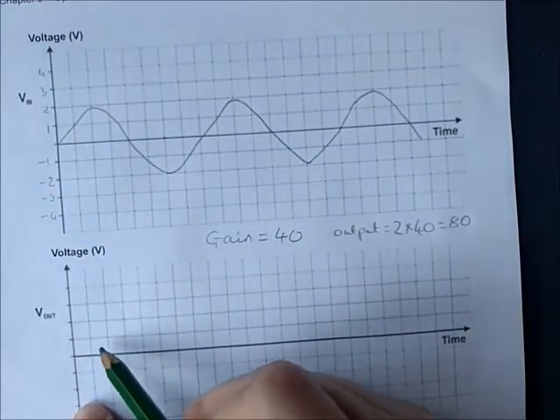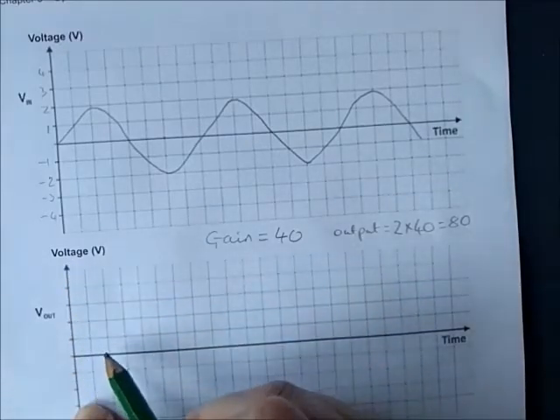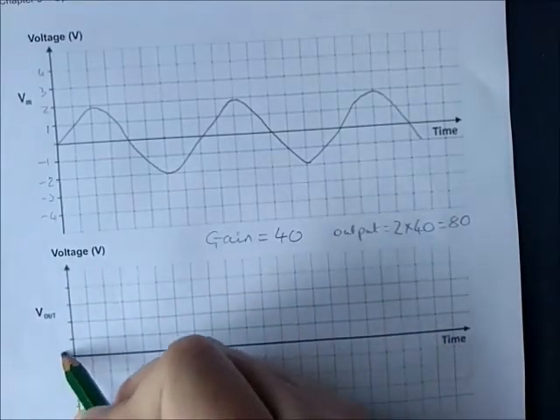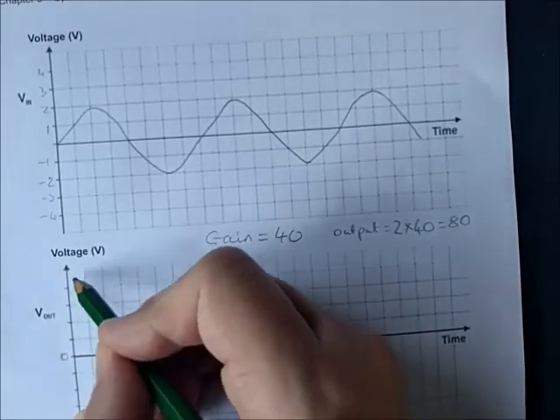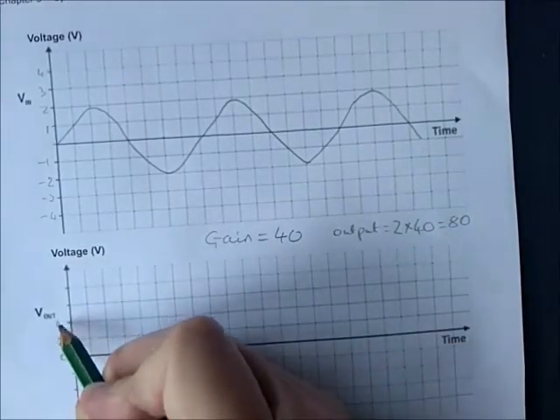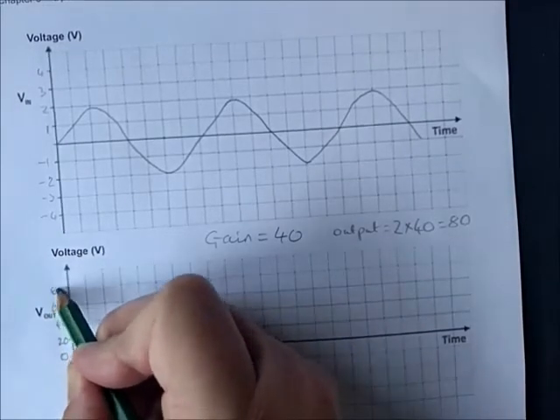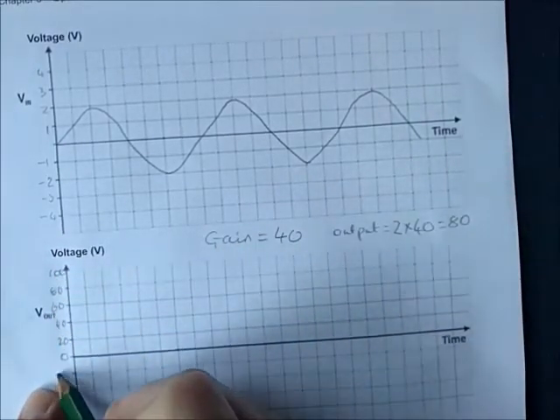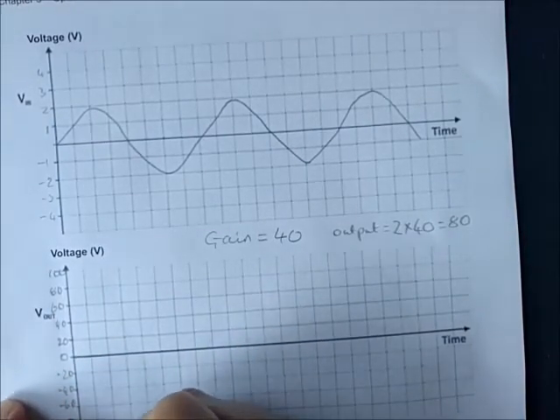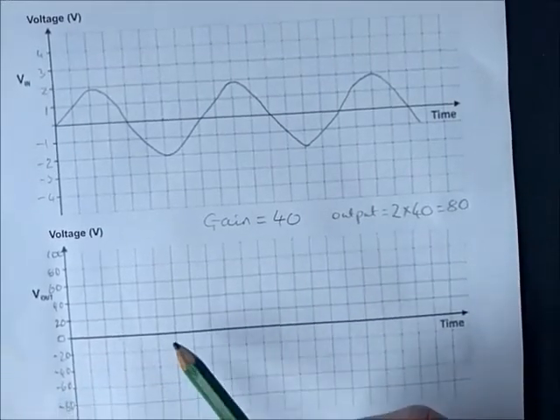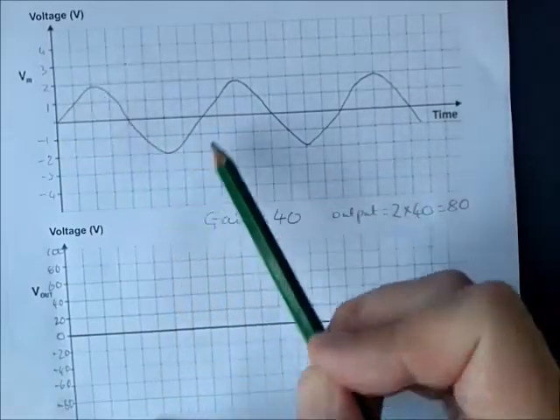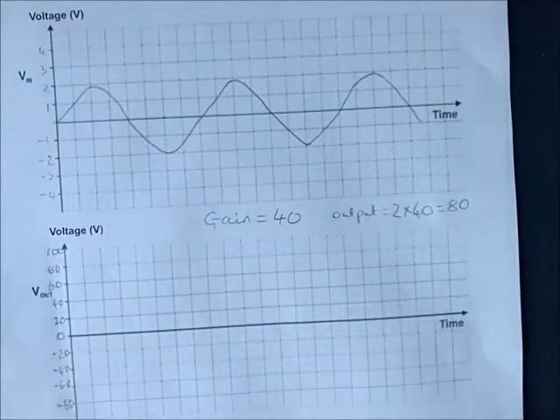But what I can do is adjust the scale on this axis of the graph. So if I start here at 0, I've got 1, 2, 3, 4, 5 there, and I want to go up to 80, so I'm going to make each square 20. 20, 40, 60, 80, and that'll be 100. Same down here, minus 20, minus 40, minus 60, minus 80, etc. So now I can easily transfer this input to a significant output.